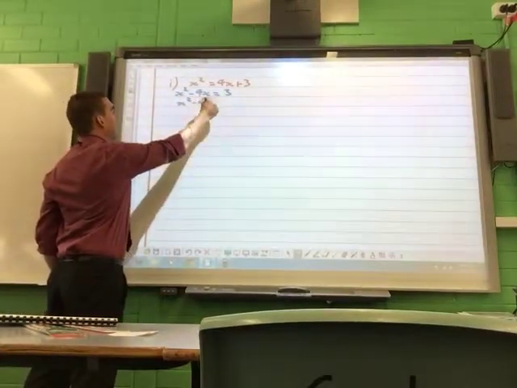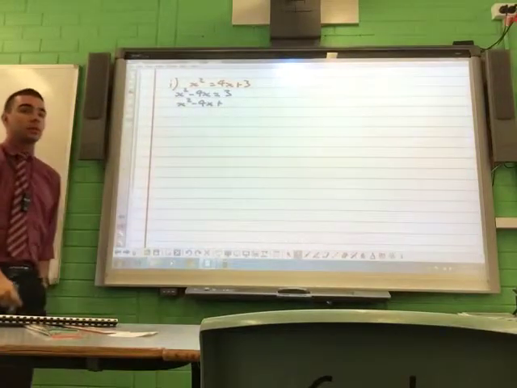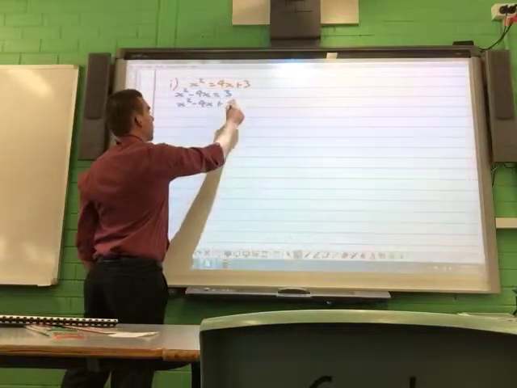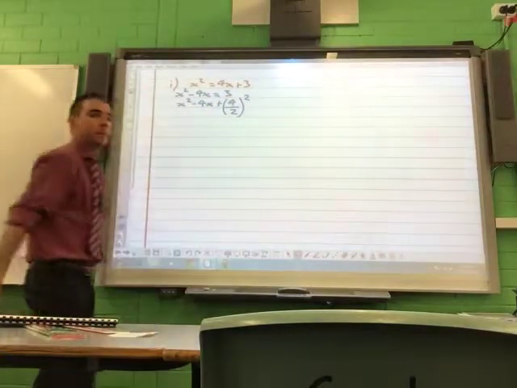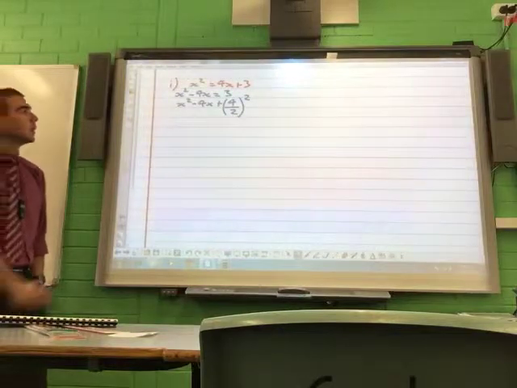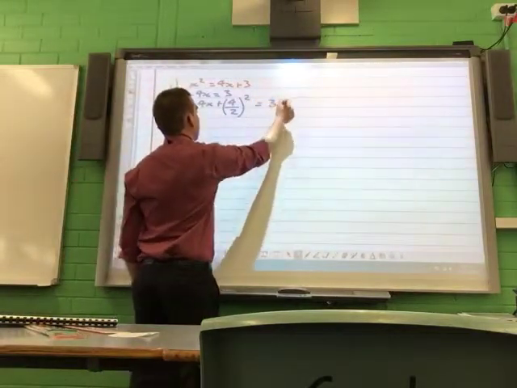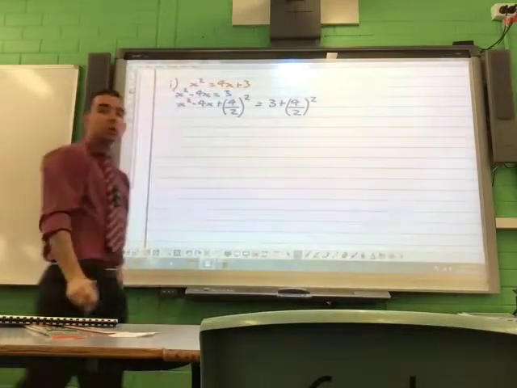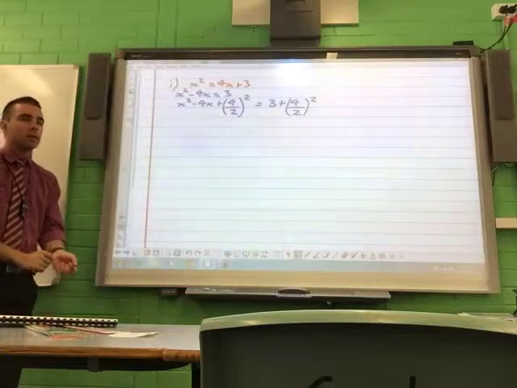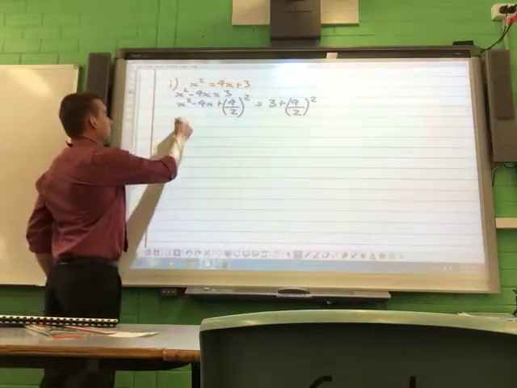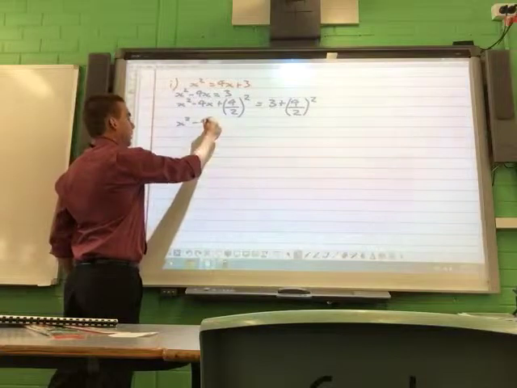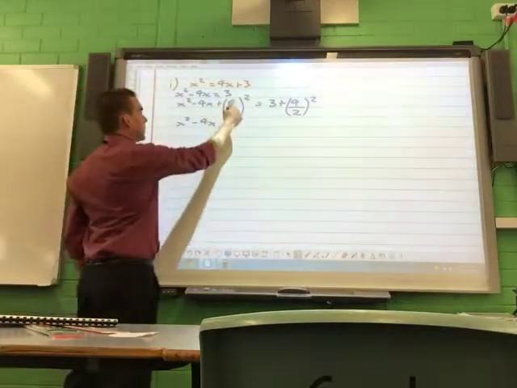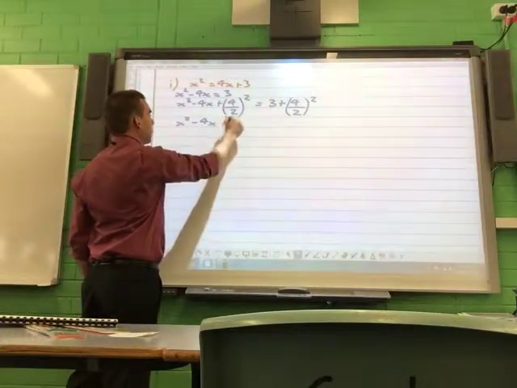x squared, take away 4x, it'll always be positive, that third term. Right, so we halve the coefficient, and we square it, and we do the same to the other side. Okay, if you want to just write the number straight away, that'll be fine with me as well. This is what I personally do, but I'm teaching this for the first time, so I am going more step by step. Right, so 4 divided by 2 is 2, 2 squared is 4.